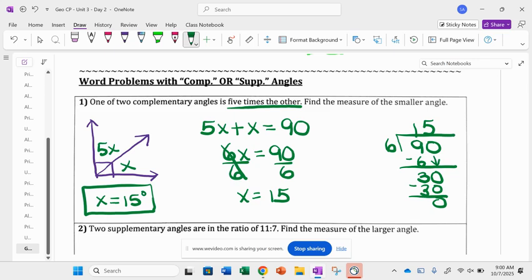So basically, whenever you don't know an angle, when we're drawing these diagrams, we'll always call one of them x, unless it says that they're in a ratio, like the problem we did on the board. But if they don't say it's in a ratio, we'll always call one of them x, and the other angle will be based on the words.